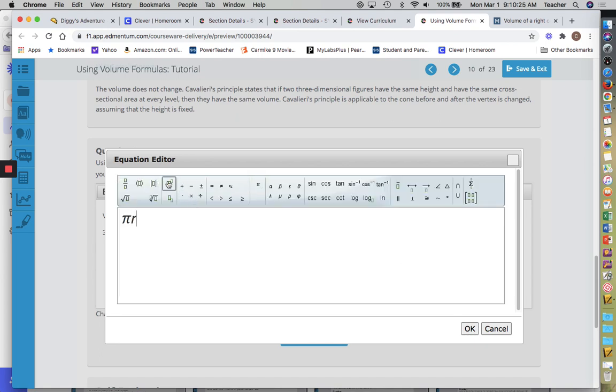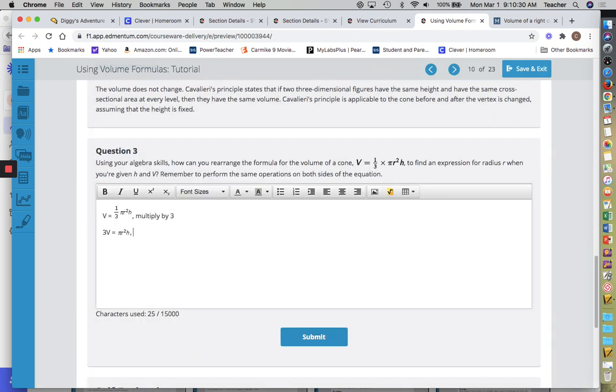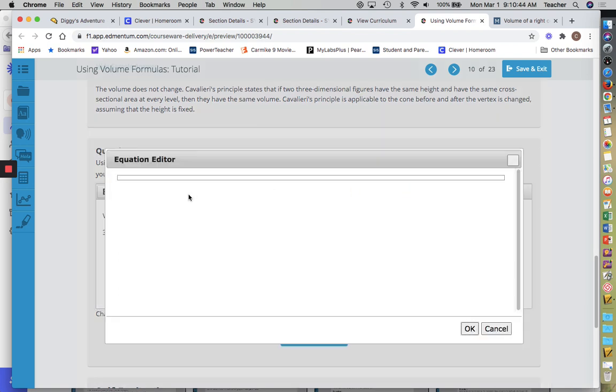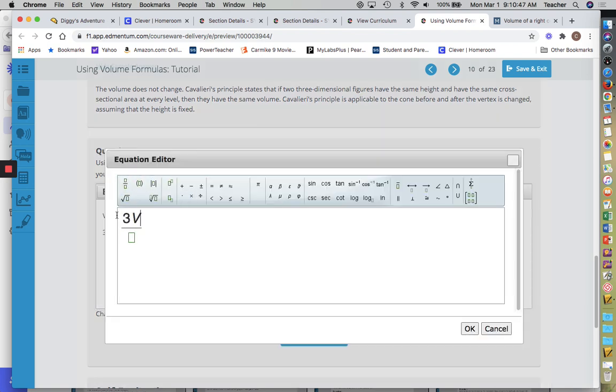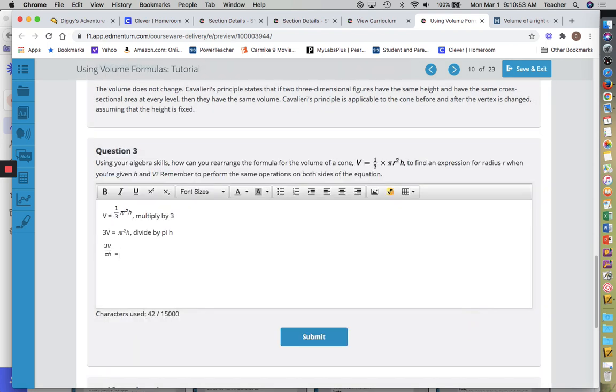Pi r squared h. Alright, so I'm still trying to get r by itself. Right now it's being multiplied by the pi and the h. So the opposite of multiplying is to divide by pi and h. So now I've got 3v over pi and h. And that equals r squared. Alright, so I still don't have r by itself.